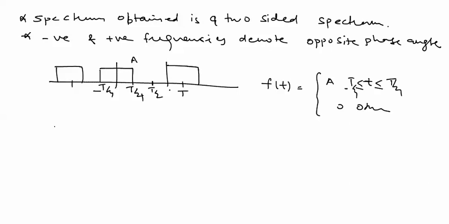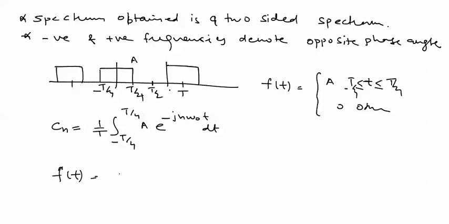By putting this value, Cn equals 1 upon T, integral from minus T by 4 to T by 4 of A e power minus j n omega naught t dt. By solving this, we can calculate the value of Cn, and by putting the value of Cn in this formula, we can get the exponential Fourier series: summation from minus infinity to infinity of Cn e power j n omega naught t.